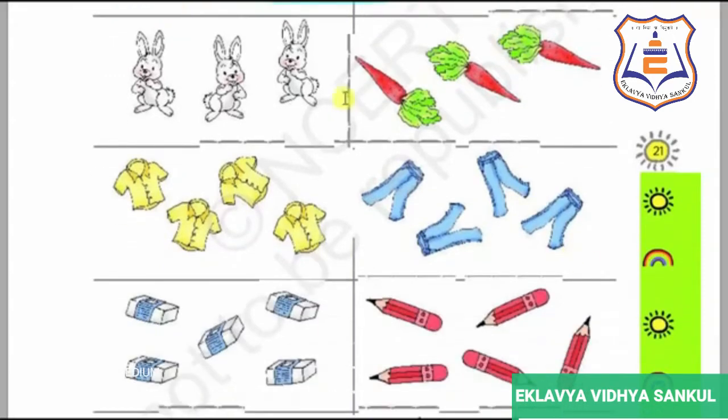Next we will see, here there are rabbits and here there are carrots. So we will count the rabbits. 1, 2, 3 rabbits, and we will count the carrots. 1, 2, 3 carrots. So there are 3 rabbits, and there are 3 carrots.